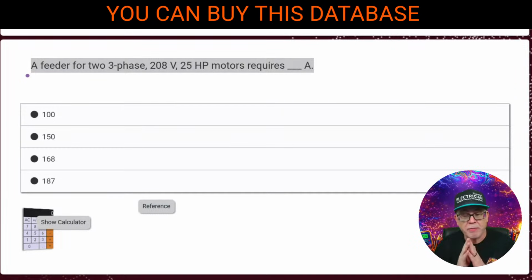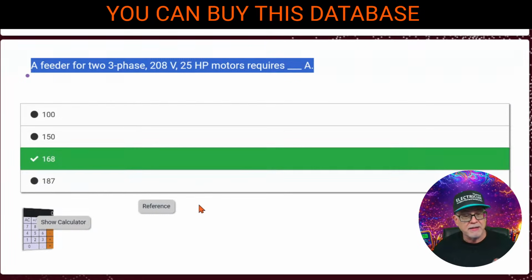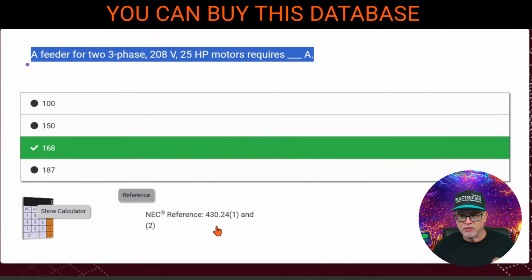And one thing to remember, looking at the question, you should not be saying, well, I don't see the answer is 168.3. You always choose the best possible answer. And in this case, the 0.3 can be dropped, and we're just looking at the 168. So boom, right there. And there's your code reference, 430.24(1) and (2), and also you have to understand how to do the tables back in 430.250 for three-phase.